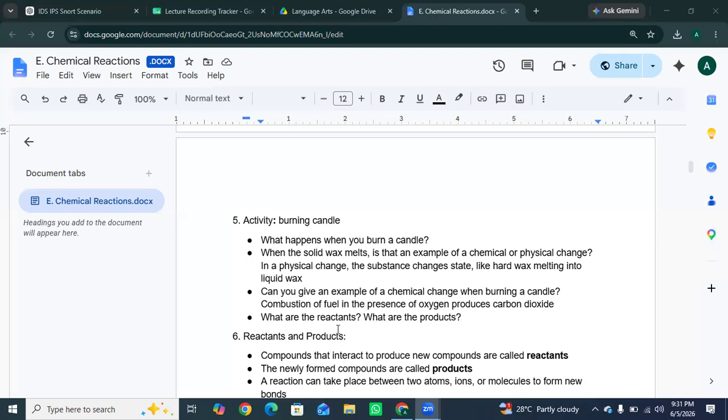Okay, what are reactants and what are products? Okay, reactants are the things you start with, like the ingredients that interact to make something new. For the candle, the hydrogen and carbon from the wax plus oxygen from the air are the reactants. Okay, and what are products in this? Like the newly formed substance. For the candle, carbon dioxide and water vapors are the products.